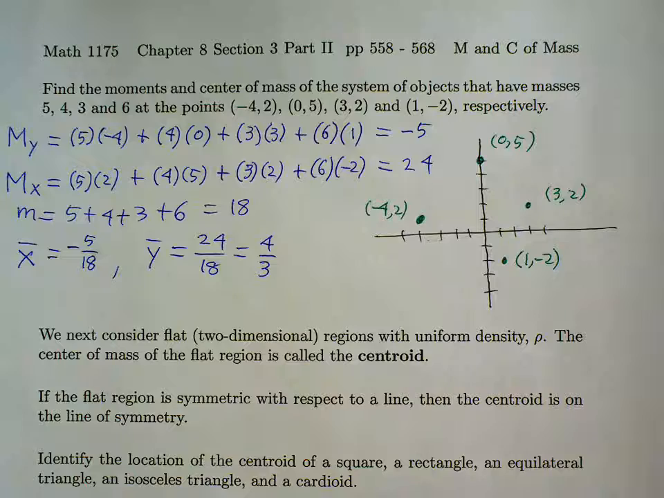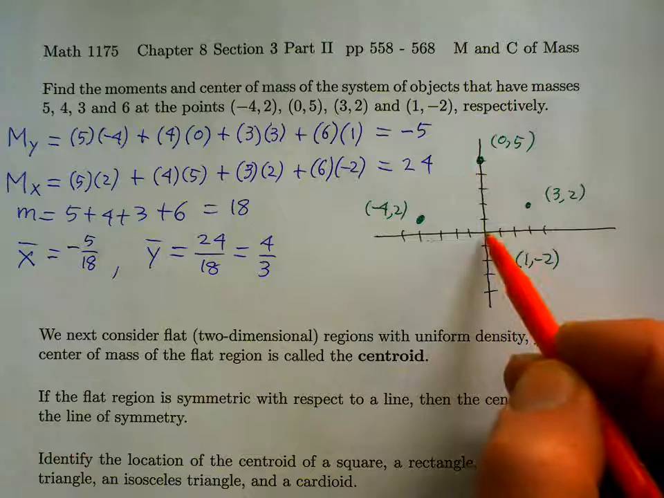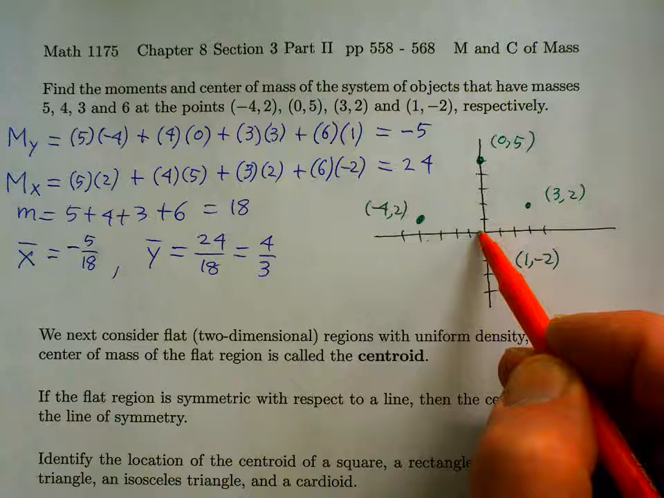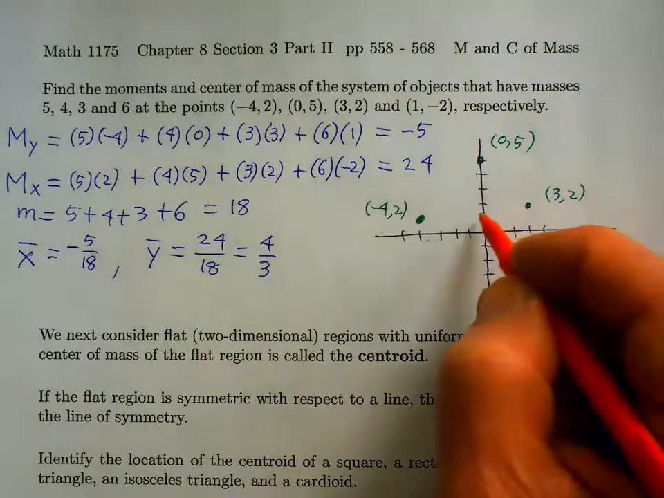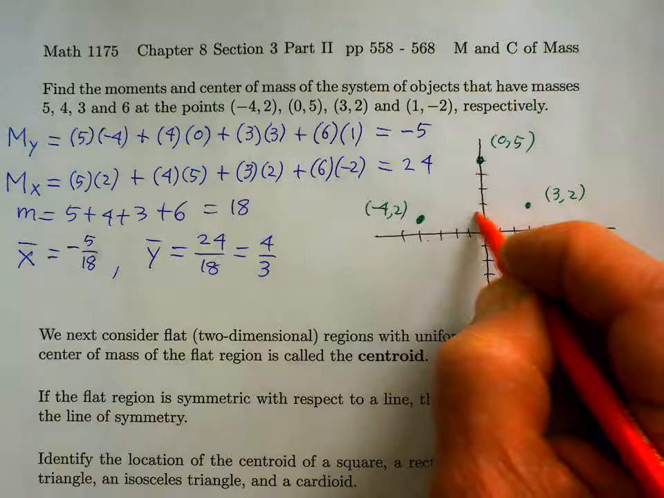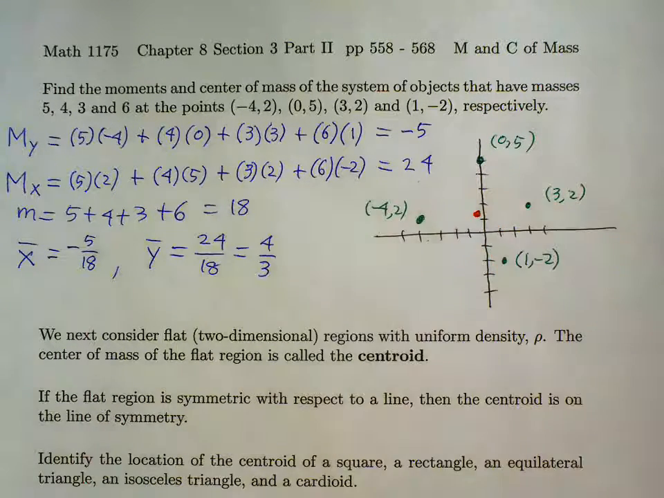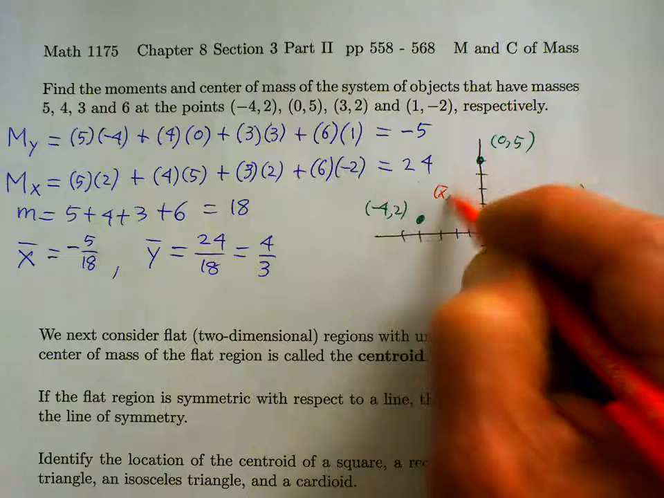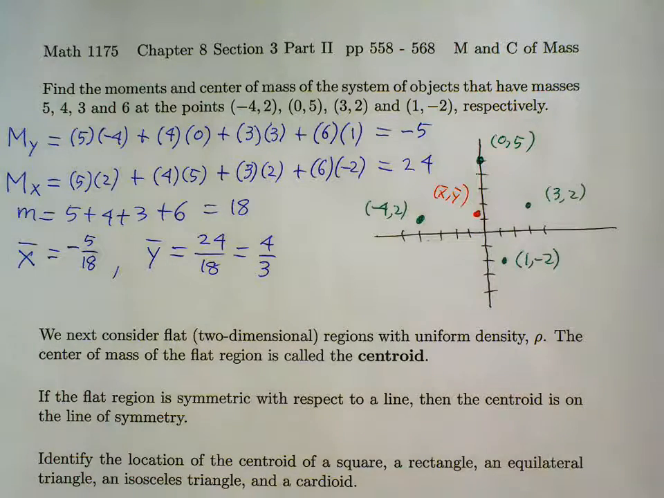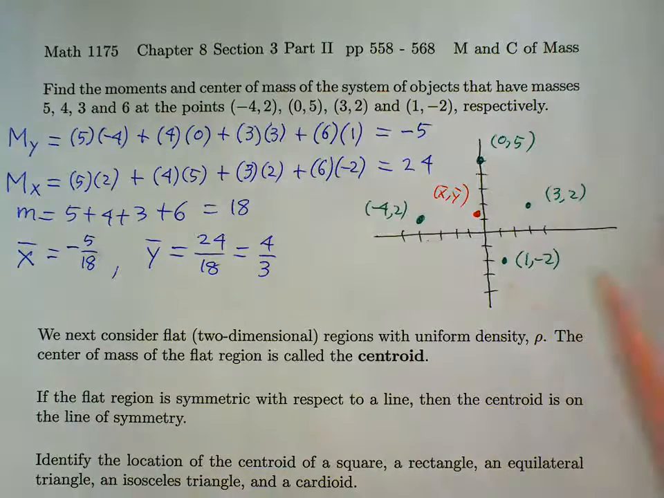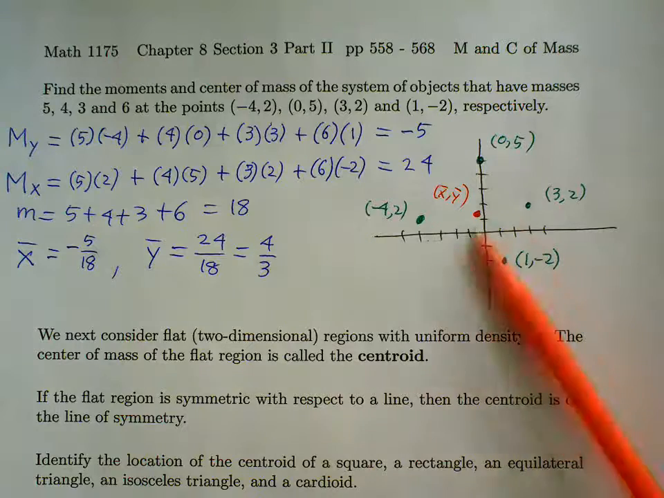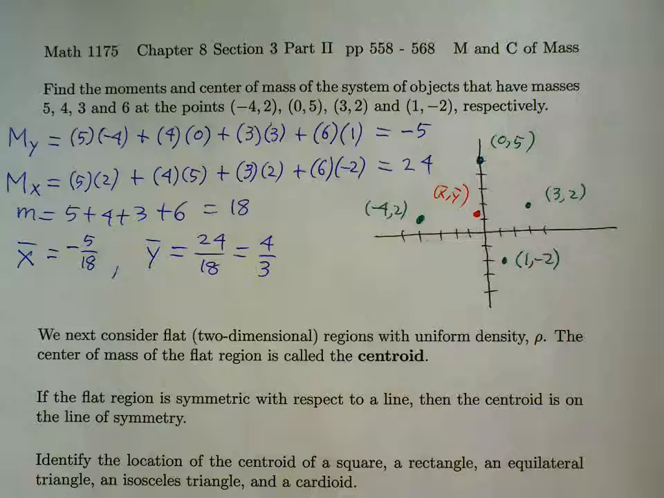They have different masses, but the center of mass, -5/18 is a little bit less than -1/3, and 4/3 is 1 1/3. So here is the center of mass, X bar, Y bar. So it seems reasonable that the center of mass would be enclosed by those 4 positions, those 4 points.